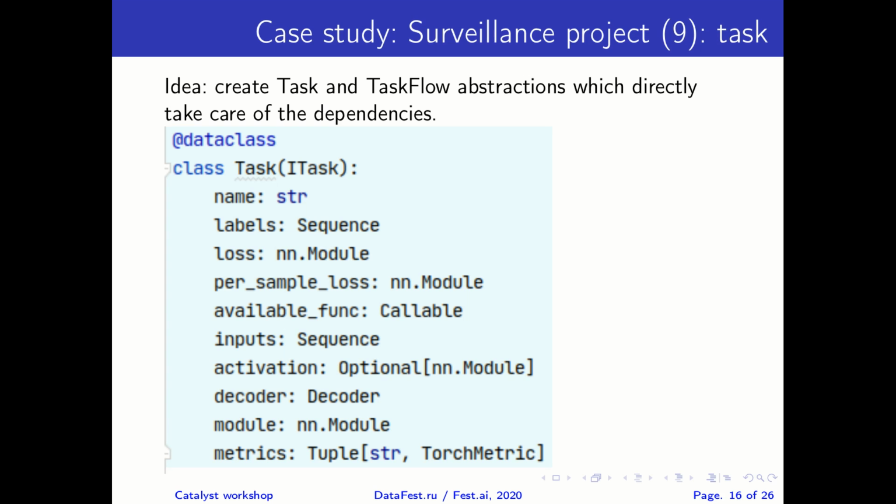So here we have a tuple of a string, the name of the metric, and the torch metric, which is basically a wrapper of the usual metric, which handles the precondition correctly.